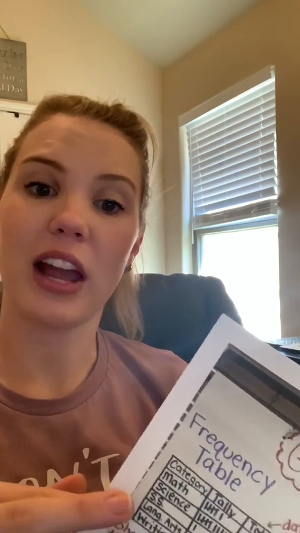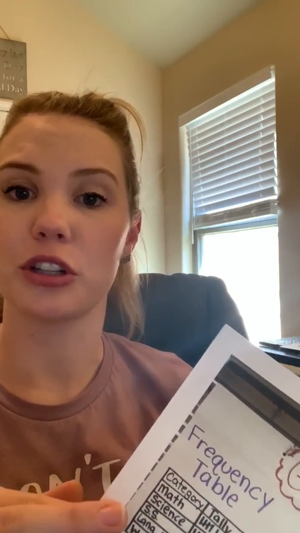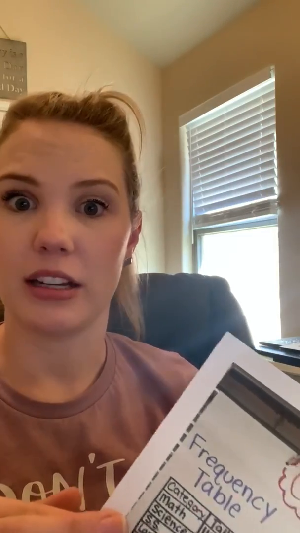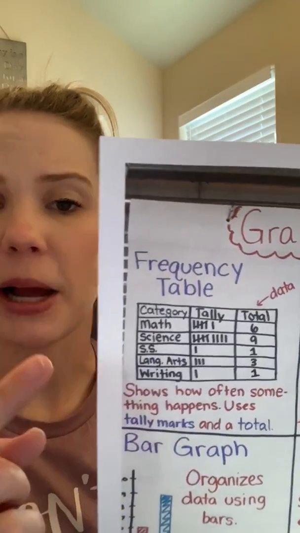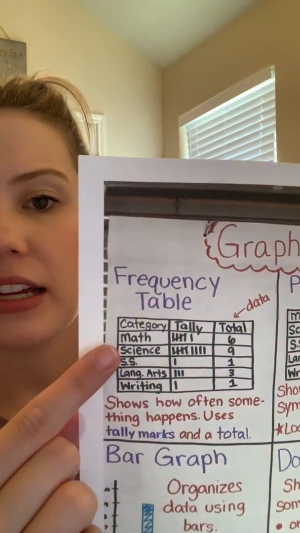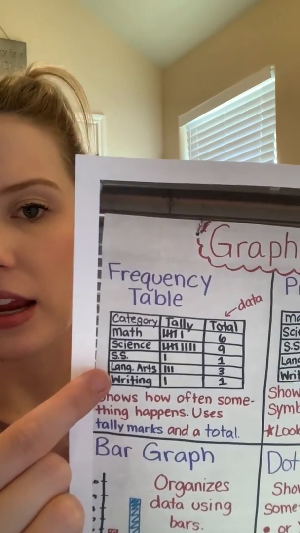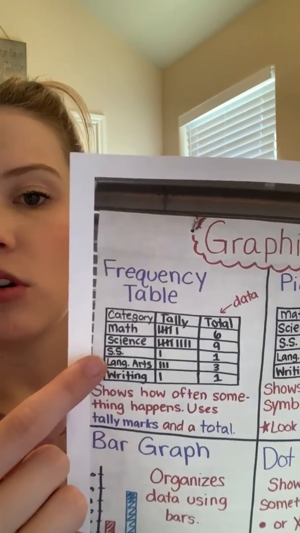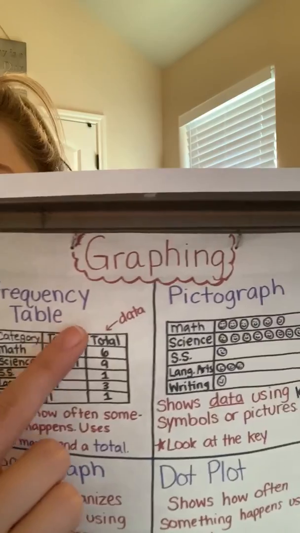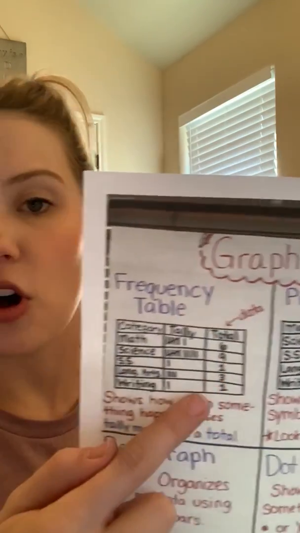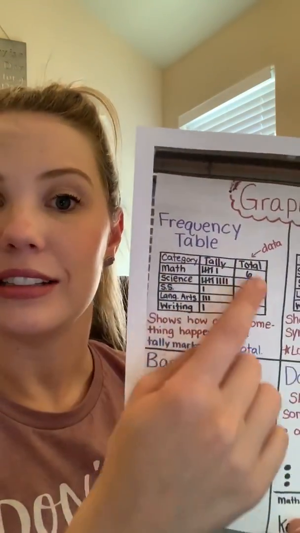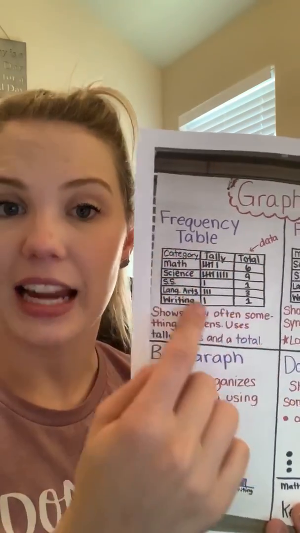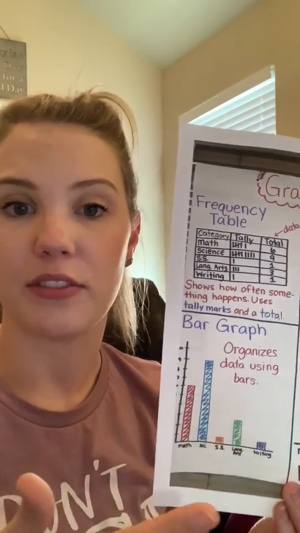Maybe you're taking a survey and you want to know how many people like a certain topic in school. So that's exactly what I did. I asked everybody in my survey if they liked math, science, social studies, language arts, or writing. A frequency table shows tallies and a total, also called a frequency, how often that was voted for. So all of it together is called data. You're collecting data when you make a frequency table or any of the graphs.